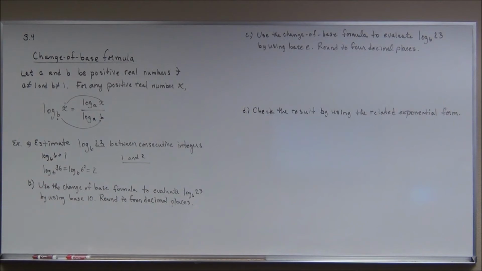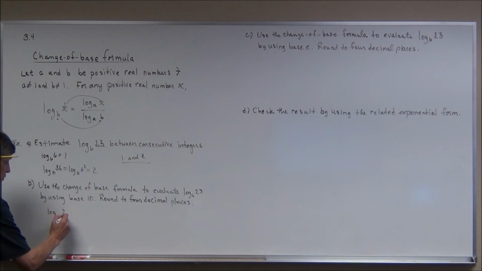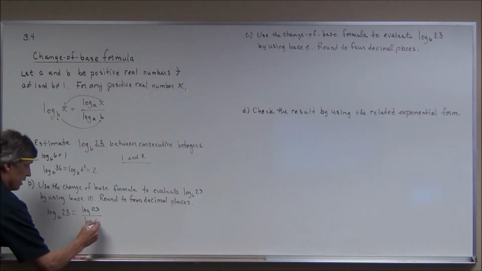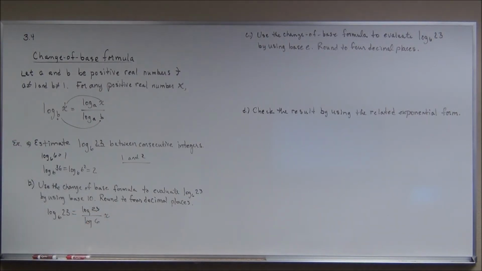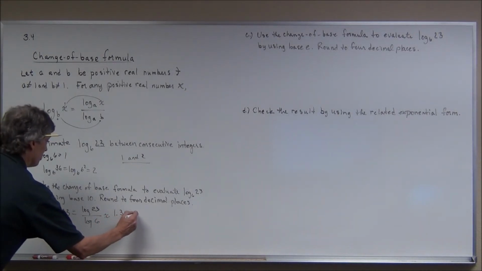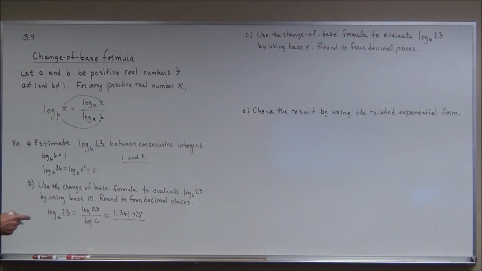Use the change of base formula to evaluate the log base 6 of 23 by using a base 10 logarithm, a common logarithm. So I'm going to write that the log base 6 of 23 is equal to the log base 10 of 23 divided by the log base 10 of 6. Now if I get my calculator out, I can figure out what these expressions are equal to. The top one is approximately 1.361728.